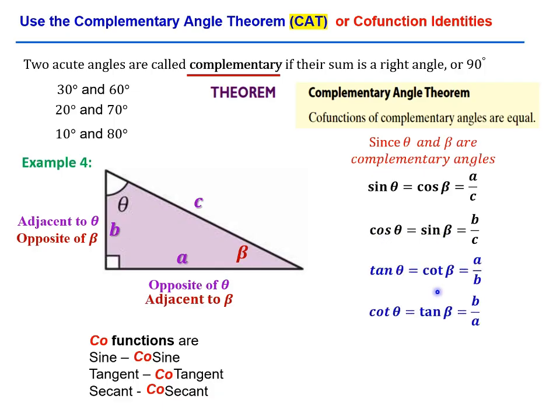The next two are for tangent and cotangent. The cofunction of tangent is cotangent, and theta and beta are complementary angles. That's why they are equal. Same as cotangent theta is equal to tangent beta. And the last, secant: the cofunction of secant is cosecant, and theta and beta are complementary, so that's why they are equal. Same goes for cosecant theta, which is equal to secant beta. So it's easy to remember if you understand the cofunctions and the complementary angles.